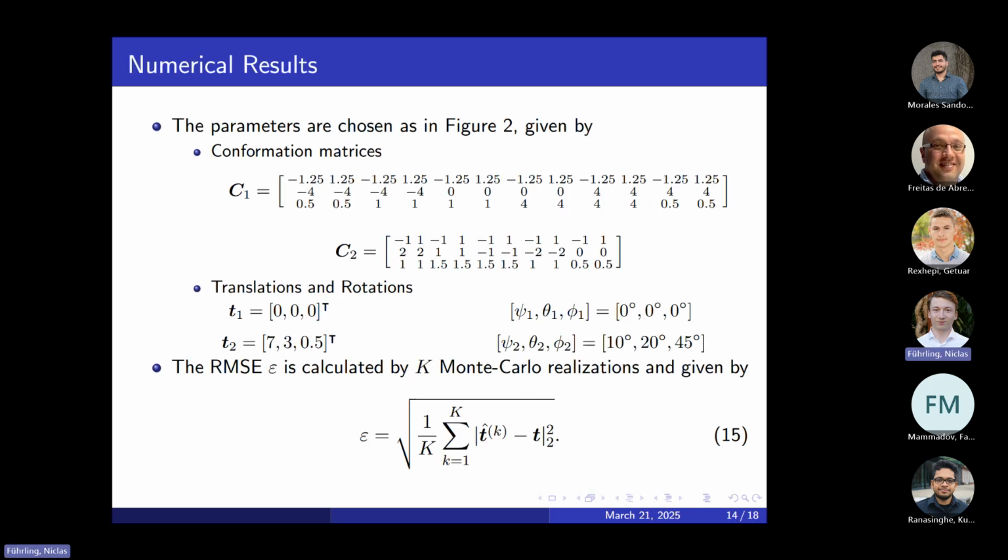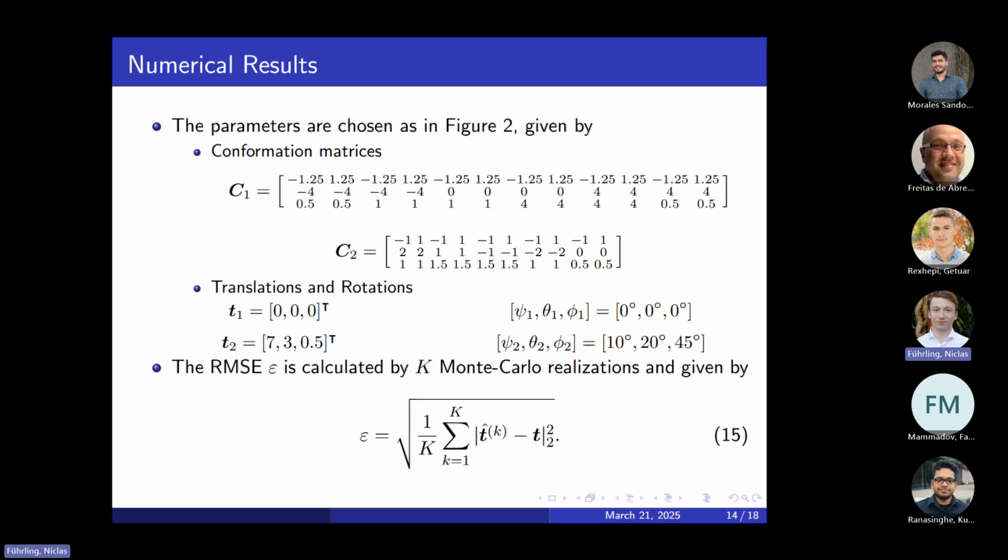Then we can already look at numerical results. The parameters are chosen as in figure 2. I will also show it again shortly. So we have the conformation matrices here, C1 and C2, which is the truck and the car. And we have the translations and rotation. So T1 is just a 0 vector. The angles are also 0. And then the second vehicle is modeled by this translation and the other rotation.